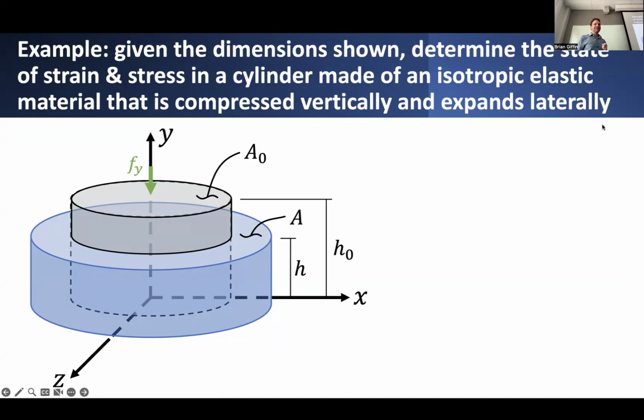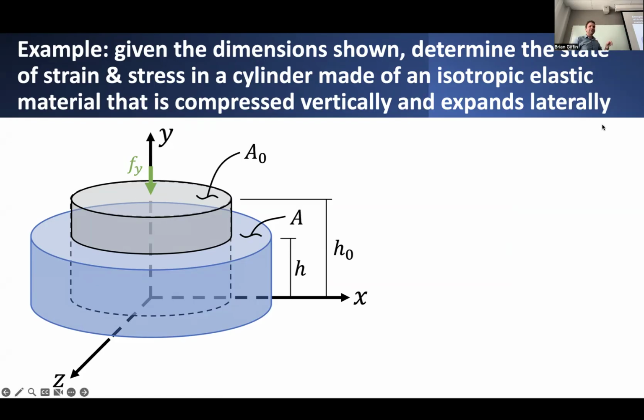Maybe this cylinder has an initial height H0 and some cross-sectional area A0, and we apply some kind of vertical load, Fy, which I'm representing here as a concentrated load, but suppose it's distributed evenly over the ends of this cylinder. After it is loaded, it deforms such that, as we noted, in the case of many materials, when we compress them in one direction, they don't compress only in that direction. Usually they expand out laterally due to Poisson's effect.